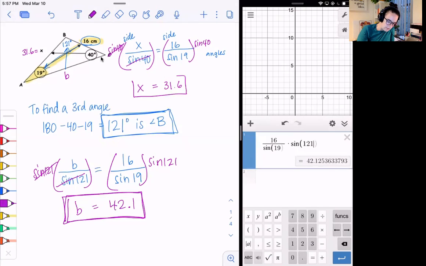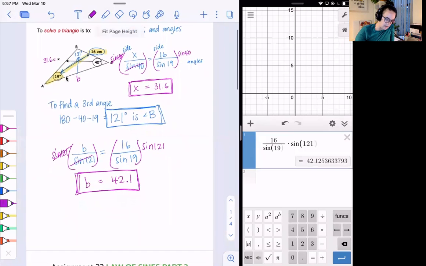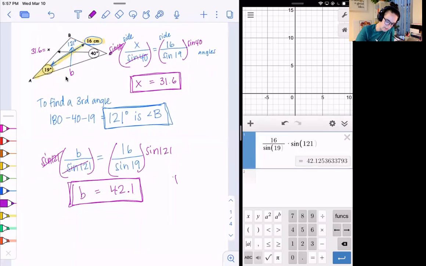So first I found one of the other sides, right? Then I used my two angles to find the third angle. And then I used that angle to find my third side. So I can write this down. My three sides are 16, 31.6, and 42.1.